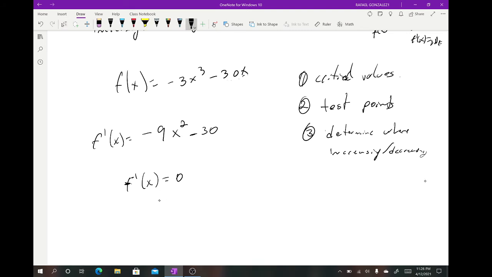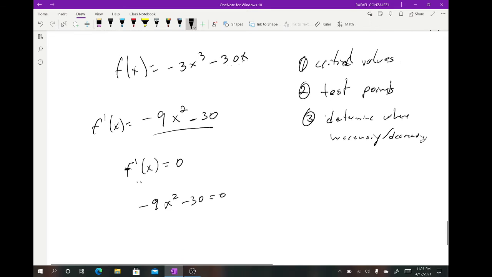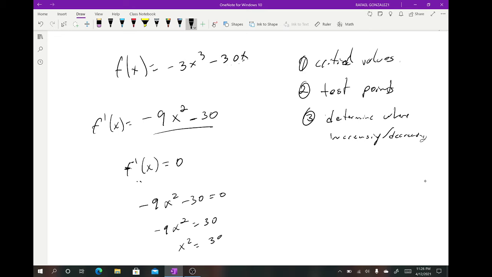When is that the case? Well, we could substitute back and solve for this: negative 9x squared minus 30 equal to 0. Now, there are a couple of ways that you could do this. Let's actually solve it this way. If we move the 30 to the other side, then I'll have negative 9x squared equal to 30. Then I could divide both sides by negative 9, so I have x squared is equal to negative 30 over 9.